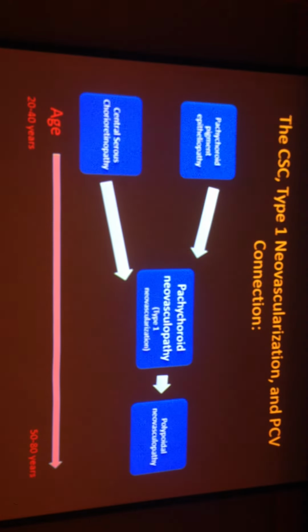So this is the CSC and type 1 neo and polypoidal connection. Patients with pachychoroid pigment epitheliopathy can go on to pachychoroid neovasculopathy and can later go on to polypoidal neovasculopathy. And this usually happens across a spectrum of age. When you're young, you start off with either pachychoroid pigment epitheliopathy or central serous choroidopathy, and they both can lead to type 1 neovascularization, and eventually at a later age can turn out to be polypoidal.